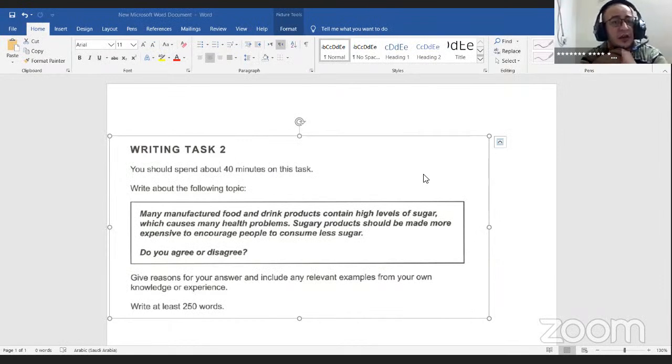Writing task 2. This is a book 16 activity of Cambridge booklets for the IELTS. You should spend about 40 minutes on this task. Write about the following topic. Many manufactured food and drink products contain high levels of sugar, which causes many health problems. Sugary products should be made more expensive to encourage people to consume less sugar. Do you agree or disagree? That's the test.